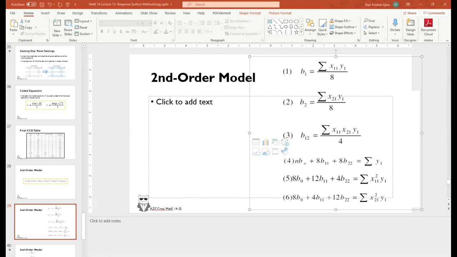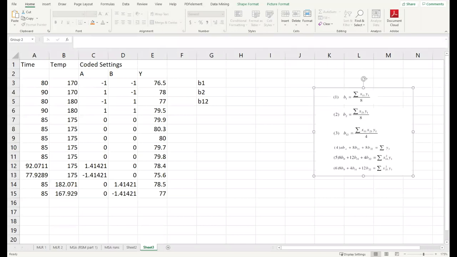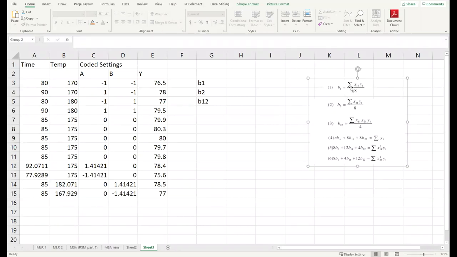Wait lang class. I'm trying to figure out kung coded, alam ko coded settings. This is supposed to be coded settings, no? Let me double check. So let me open. Okay, so this is coded settings. I'm not quite sure kung ano yung ibig sabihin ng notation na to class, kung bakit siya X11. Ah, sorry. Thank you, Martin. So dito I'm not quite sure kung ano yung notation.